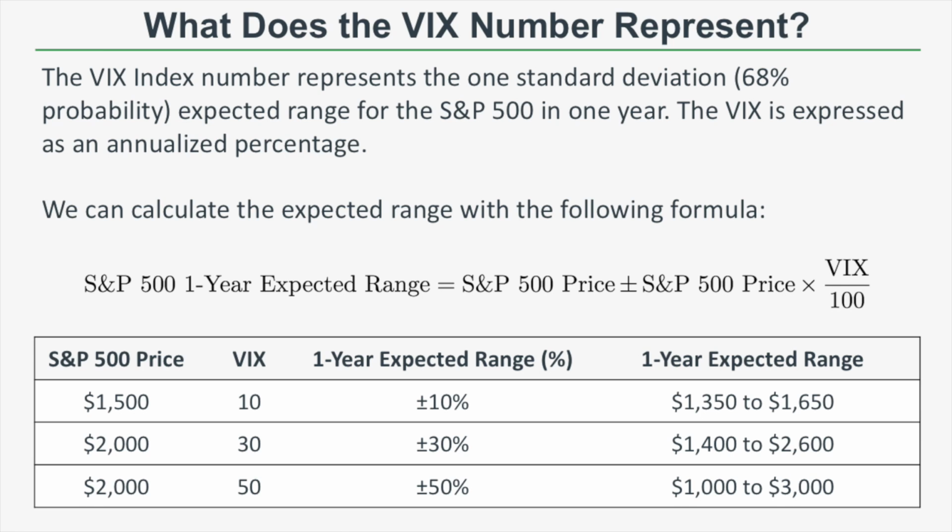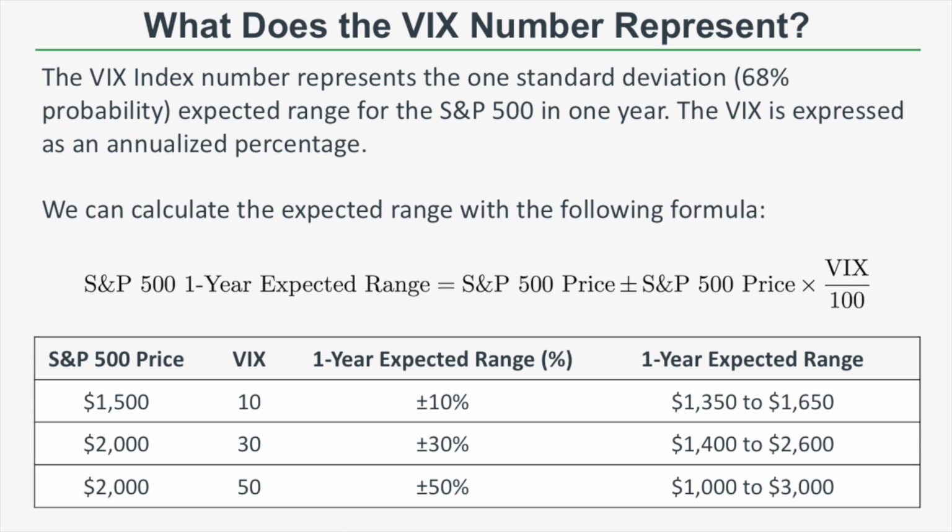So here we have a formula to calculate the expected range of the S&P 500 for a one-year period. To calculate that, we just take the S&P 500 price and add or subtract the S&P 500 price times the VIX divided by 100. So we're just converting the VIX index value into a percentage.